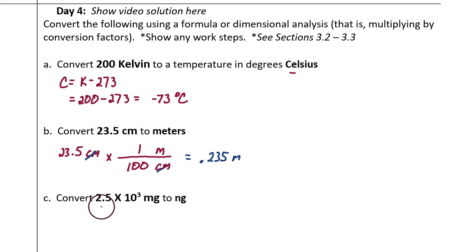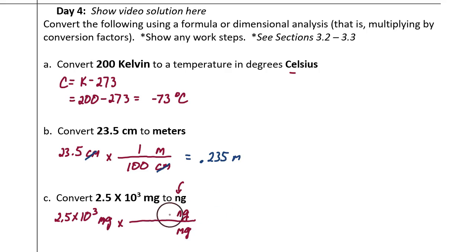Now question C. Convert this amount of milligrams into nanograms. So this is another metric conversion. Write down the known measurement first. It's in scientific notation, but don't let that bother you. Just write down that entire number, including the label, milligrams. Now write times and draw a fraction line. Whatever this label is here, put in the bottom. And whatever we're trying to figure out, in this case nanograms, put that in the top.